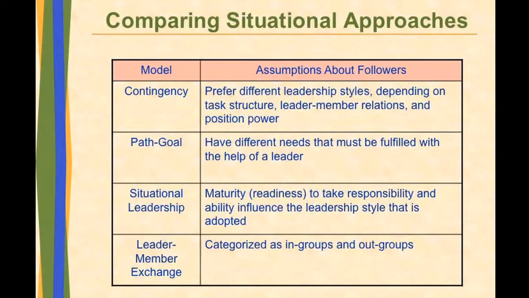We have assumptions about the followers in each one of these models. In contingency theory, the assumption about followers is that they prefer different leadership styles. In path-goal, they have different needs that must be fulfilled, which the leader helps them do. In situational theory, we look at the maturity or readiness factor in the follower. And in leader-member exchange, we look at whether they are in the in-group or the out-group of the organization.